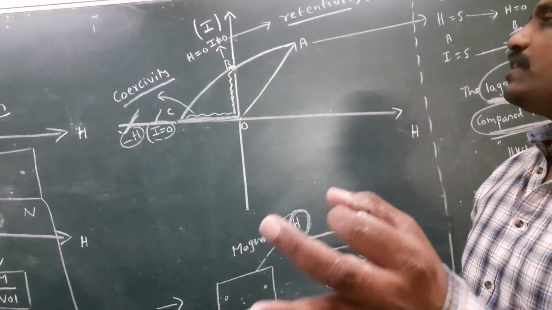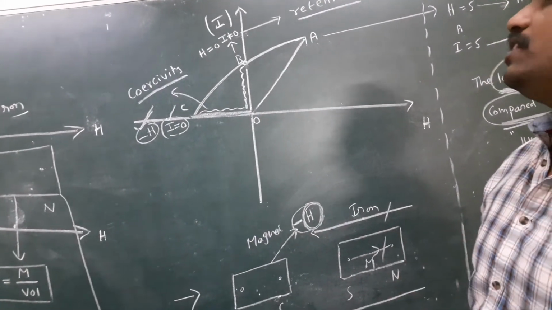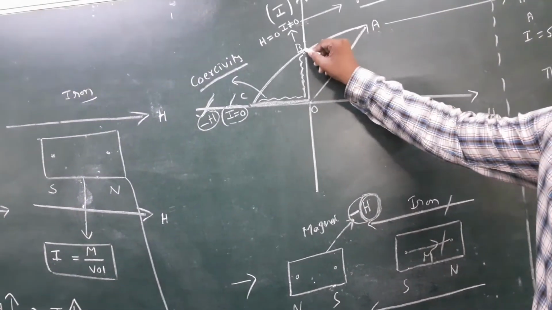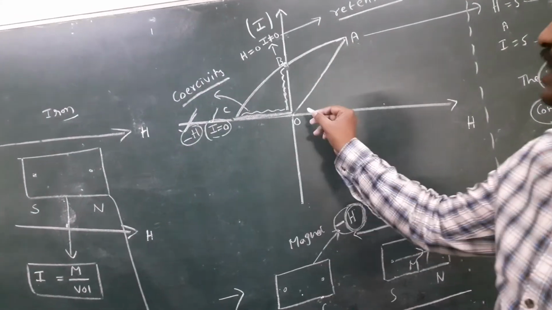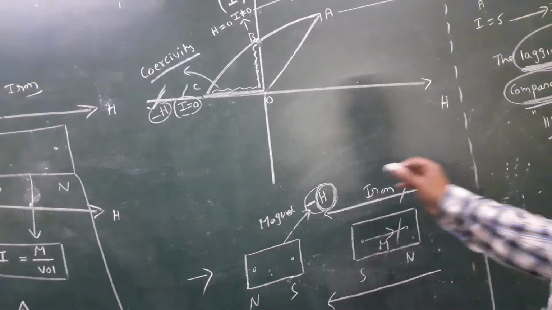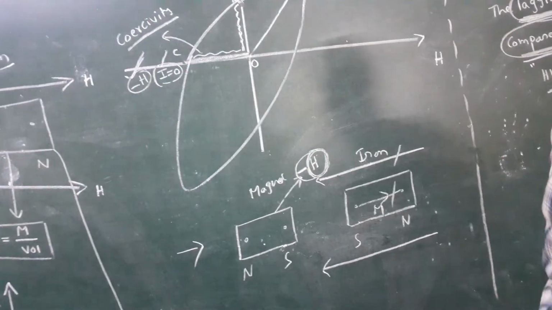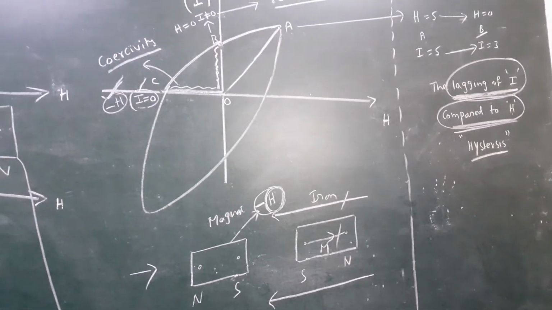Coercivity means where I becomes 0. Retentivity means H becomes 0 but I is not equal to 0. The value of OB is called retentivity, and the value of OC is called coercivity. Again the same process will be repeated. This is the graph shape, this is the loop.